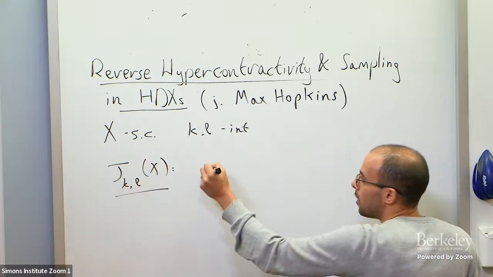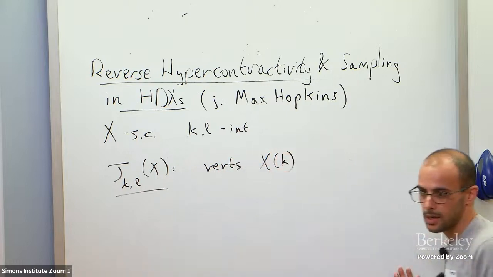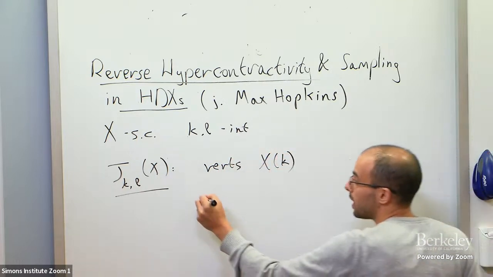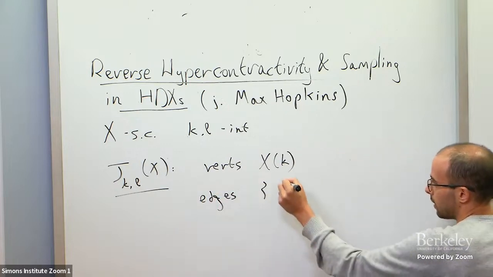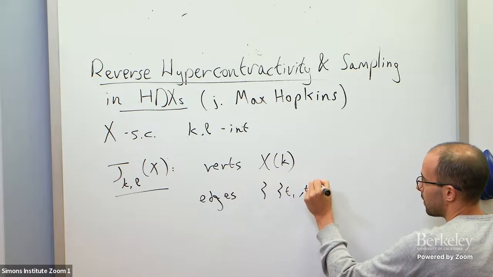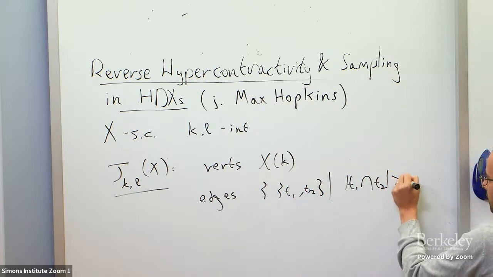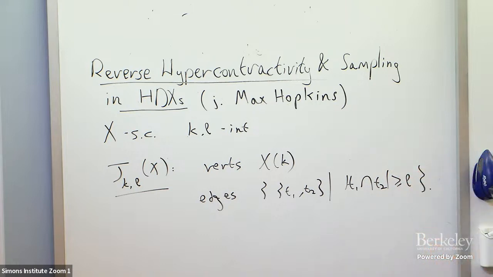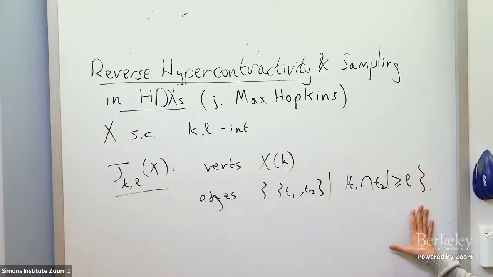This is a graph whose vertices are sets of size K inside X, and whose edges are just pairs T1 and T2 that intersect in at least L elements. Intersection size at least L. I like to think of this as a sparsified version of the Johnson graph, because when X is the complete complex, this is roughly the Johnson graph, maybe with equality here.